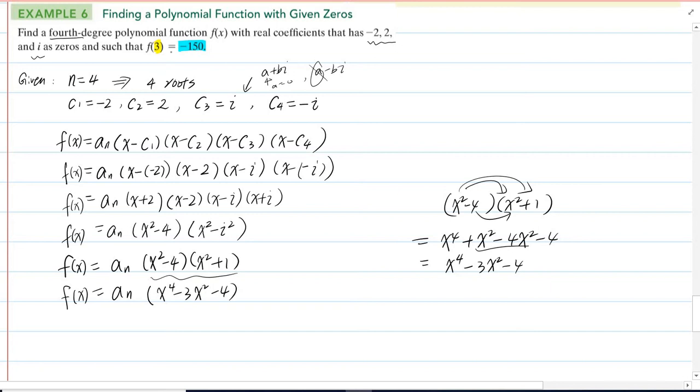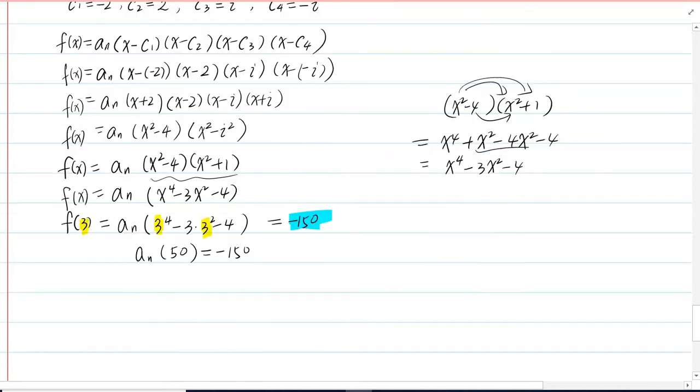Now we're going to go back here. We're going to use this piece of information because we know f of 3 equals negative 150. Just like normally when we evaluate f of a number, we're just going to replace x with 3. That will be 3 to the 4th power minus 3 times 3 squared minus 4. Let me go ahead and highlight this. Once we have this, we realize we can find this is 50, and that will be equal to negative 150. So to solve for a sub n, you just divide 50 on both sides, so that's going to be gone.